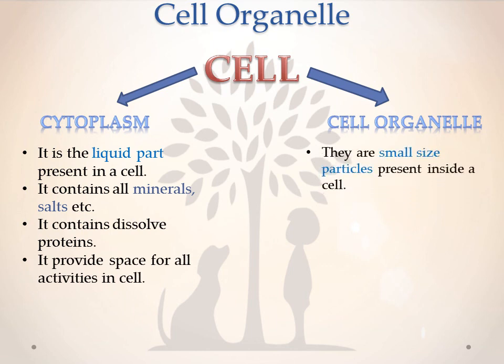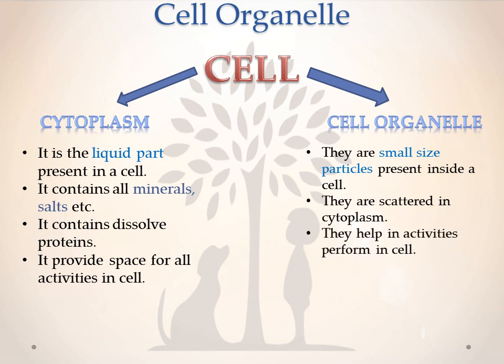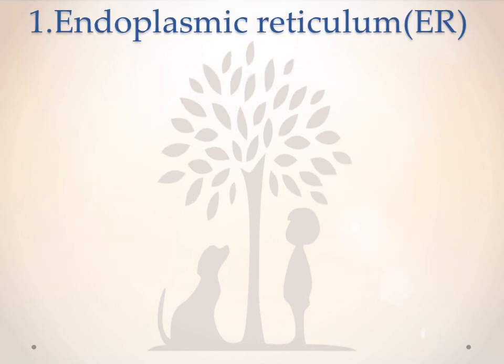Now, on the other hand, cell organelles are small particles present inside a cell. They are small teeny particles actually. They are scattered in the cytoplasm. They help in activities performed in the cell. Examples are mitochondria, endoplasmic reticulum, Golgi bodies, and so on. There are so many cell organelles. First of all, we are going to discuss the endoplasmic reticulum, also represented by ER.